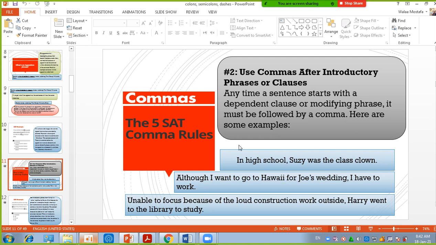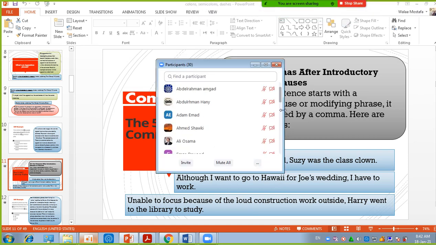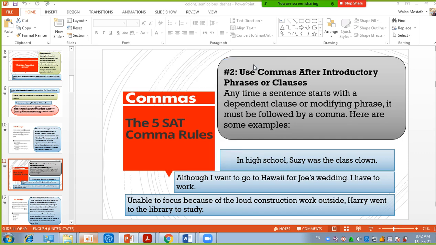And what is the clause? The dependent clause that we have studied in the first term, the first quarter, like this one. Although I want to go to Hawaii for Joe's wedding, I have to work. What type of sentence is that? Muhammad, although I want to go to Hawaii for Joe's wedding, I have to work.